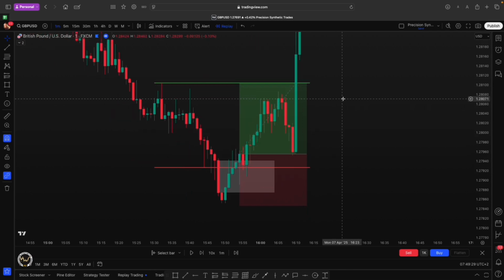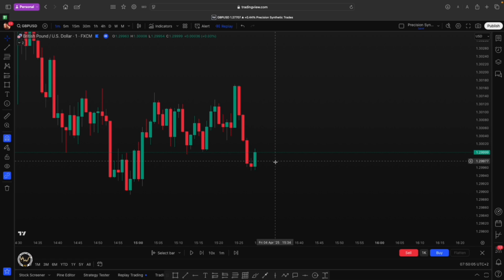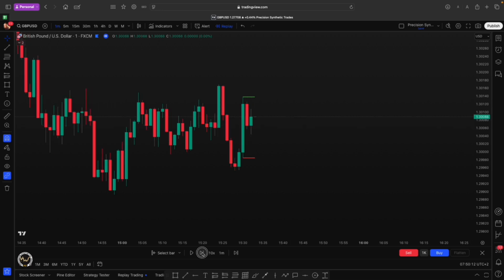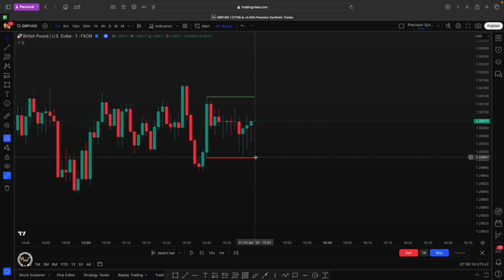Let's look at another example. Let's look at this example. New York is about to open. Let's have a look. So now the first 15 minutes needs to pass by.